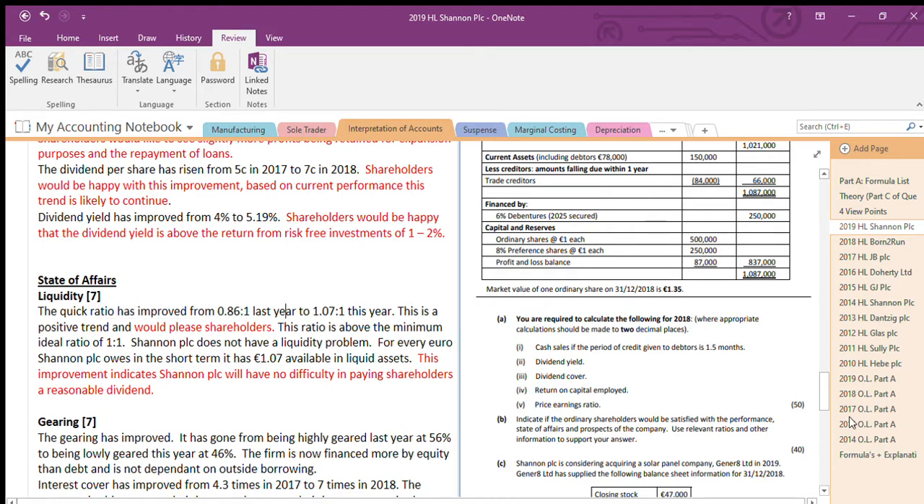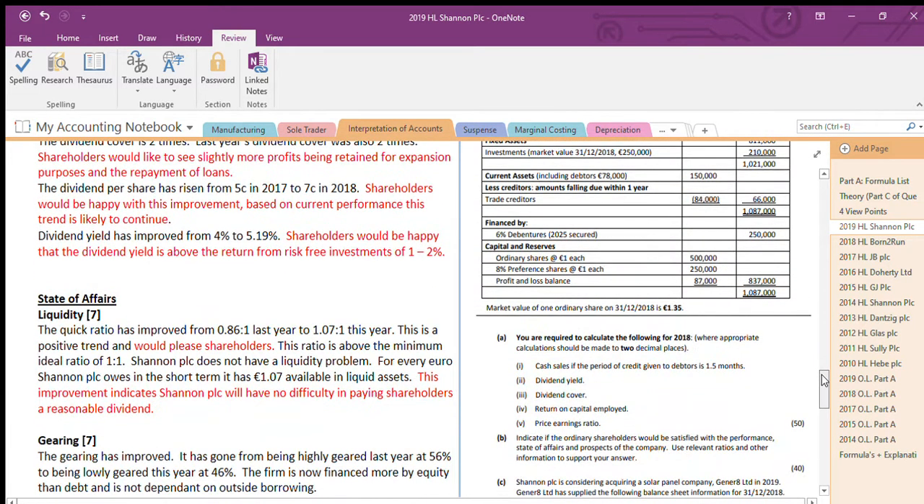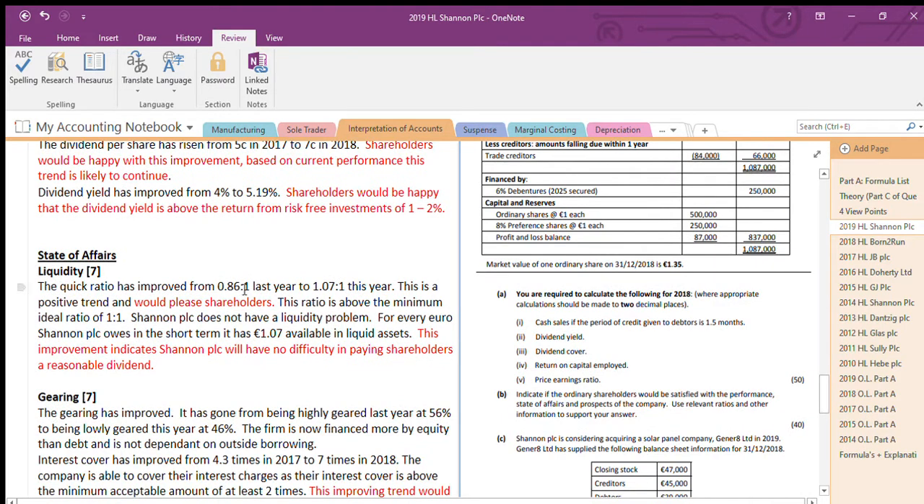So last year, what was our quick ratio last year? Our quick ratio last year, quick ratio is our asset test ratio. I'll show you the formula list soon. It's the quick asset test ratio. So they've just called it asset test ratio here, but it's also called the quick ratio. 0.86 is to 1. So that's last year's figure. Quick ratio is 0.86 is to 1.